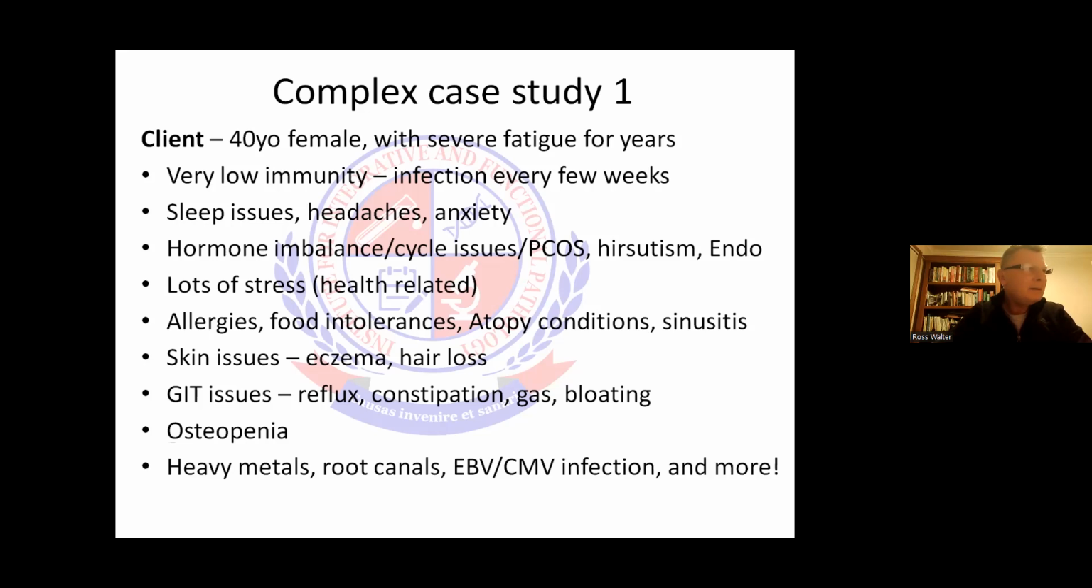There was some evidence of heavy metals, root canals, some Epstein-Barr virus, cytomegalovirus infections, and even more. This lady came to me with 4 folders, an inch and a half high, of pathology tests that she'd received from numerous practitioners, and none of them were really able to interpret those results and find what was wrong with her.